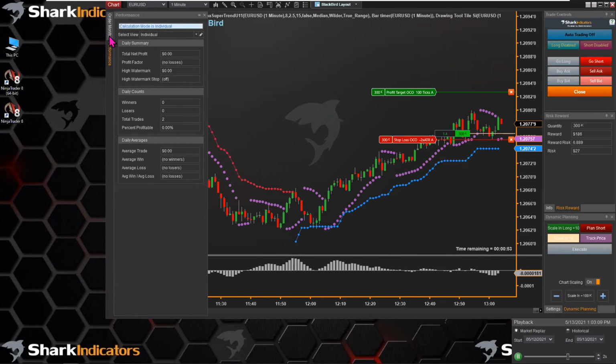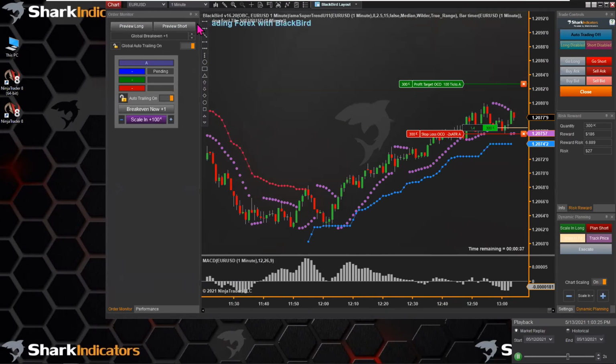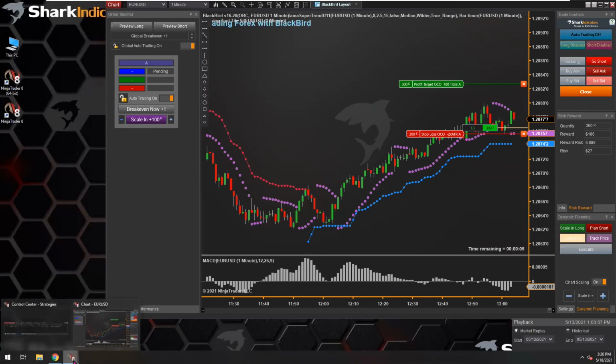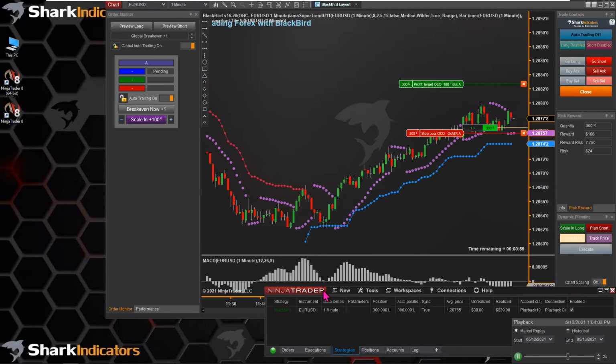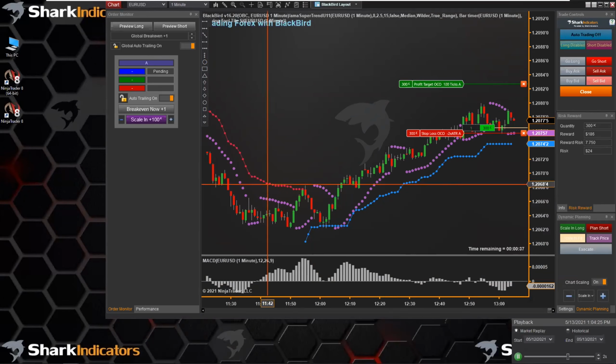On the left-hand side, we have 2 other panels here. So we have the order monitor panel. Let me pin this. What this does is give you an alternate look at the status or the state of your orders, right? It's very similar to using NinjaTrader's order tab. If you pull up NinjaTrader's order tab, you can see the state of the orders, and you can see that here as well.